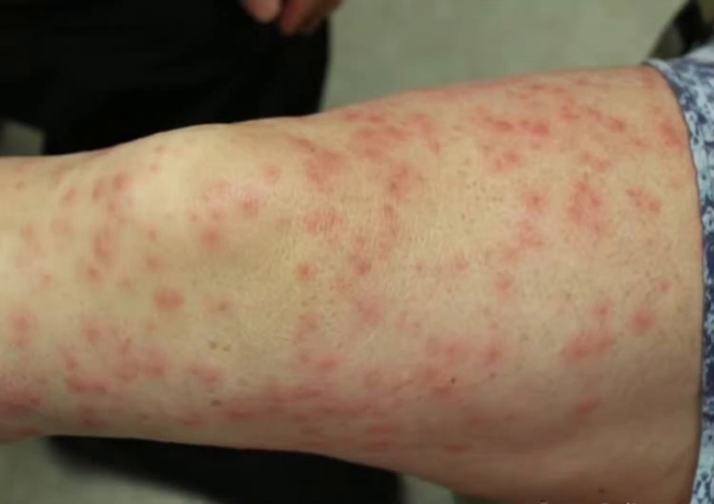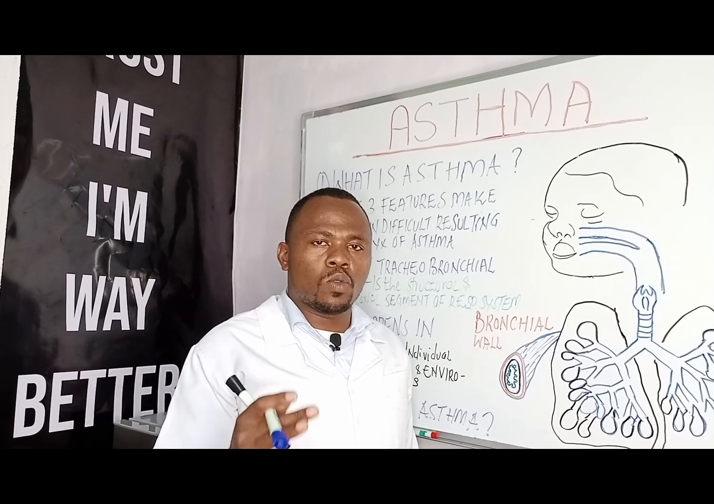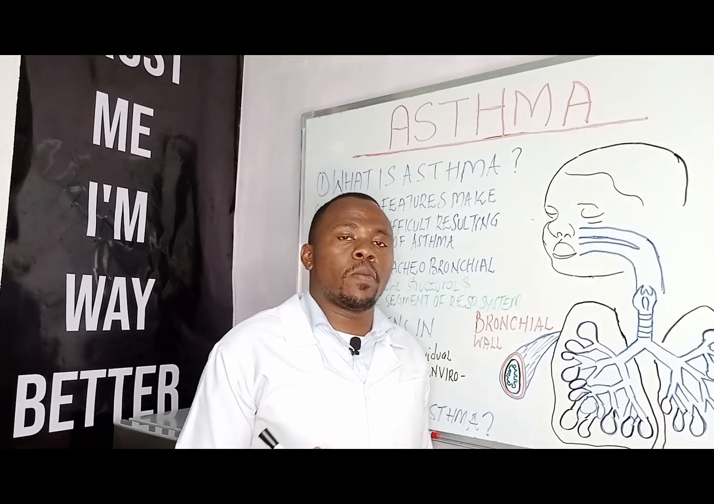Eczema or allergic dermatitis is an allergic skin condition in which the skin becomes dry, itchy and bumpy. So patients who have these two conditions have higher chances of developing asthma.